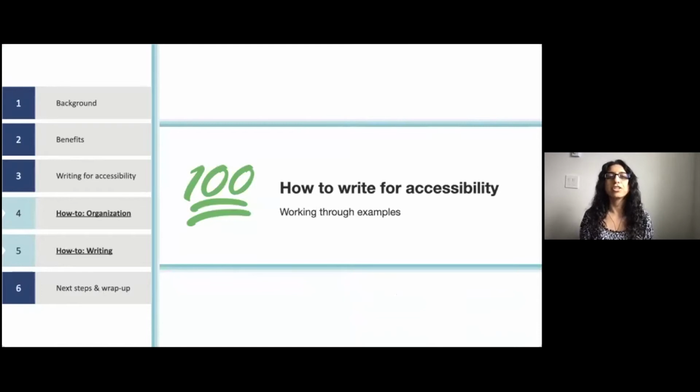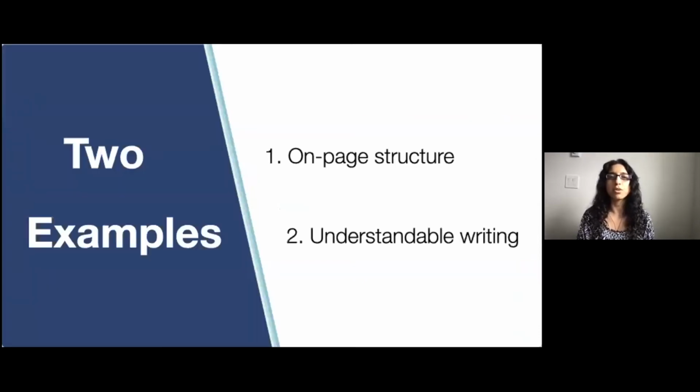So how do you actually do all of this? How can you help people with disabilities access your content through the way that you write? So I'm going to walk you through two examples. The first one is I will show you how to create good on-page content organization by using headings, sections, and lists. And in the second, I'm going to show you how to write for user-focused plain language so that your content is easier to understand.